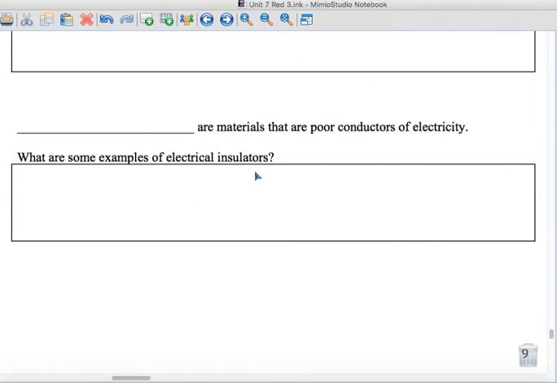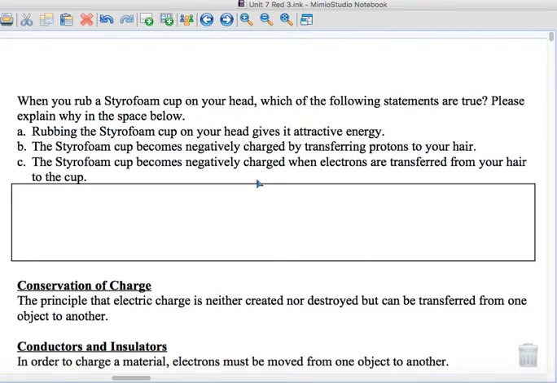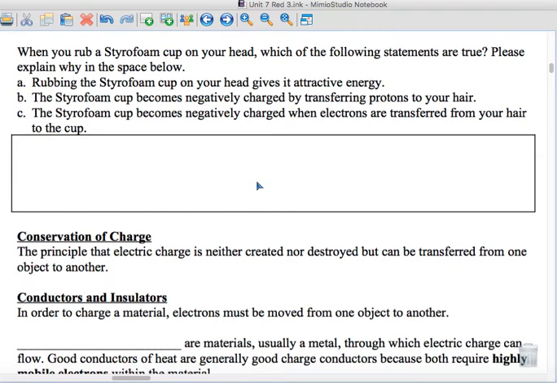Let's flip to the next page. Here's an example of charging something. When you rub a styrofoam cup on your head, which of the following statements are true? Please explain. When I rub a styrofoam cup on my head, it gives me attractive energy. That's not true.